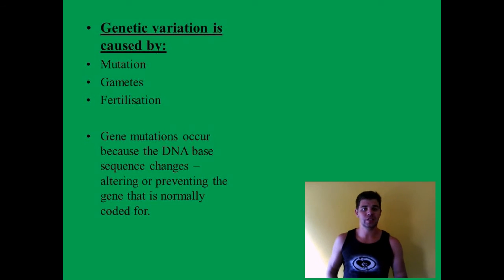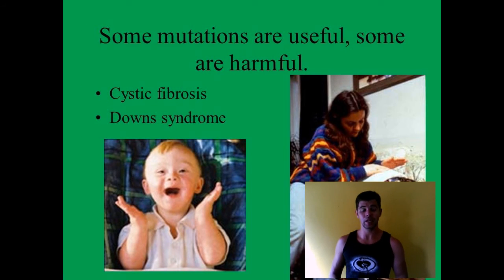There will be mutations happening in your body all of the time, and because there's so much DNA, and quite a lot of it doesn't do that much, a lot of it's completely harmless. Sometimes it'll be beneficial, other times it can be harmful. When it is harmful, it can cause things such as cystic fibrosis or Down syndrome. Okay, and like I said, mutations can be caused by lots of different things.